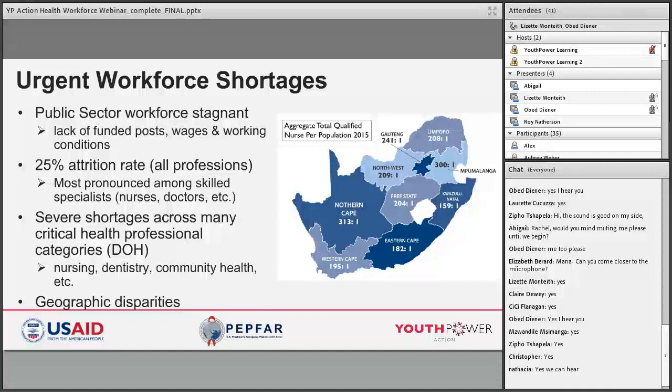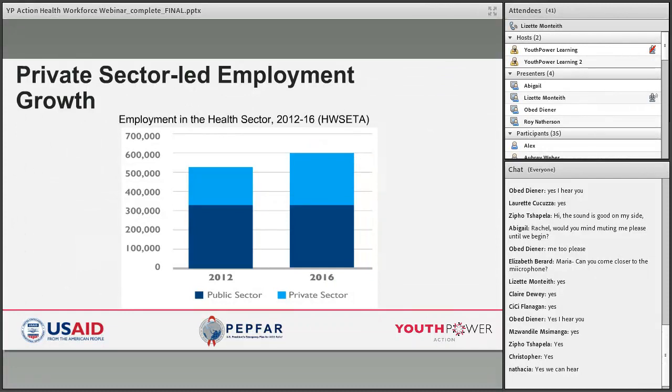When we look at South Africa specifically, some of the key concerns here are a stagnant level of public sector employment, coming down to a lack of funded posts primarily. We see relatively high attrition of workers, and especially affecting the higher skill specialist positions, who are tending to migrate either to the private sector or internationally. And the result has been severe shortages across several categories of critical health professionals. We also see geographic disparities emerging, both among provinces, as you see in the graphic to the right, which is nursing per population, and then among urban and rural areas as well.